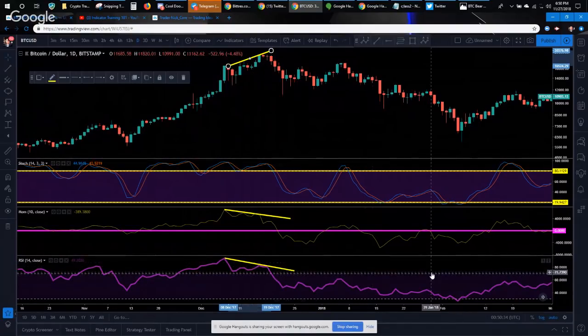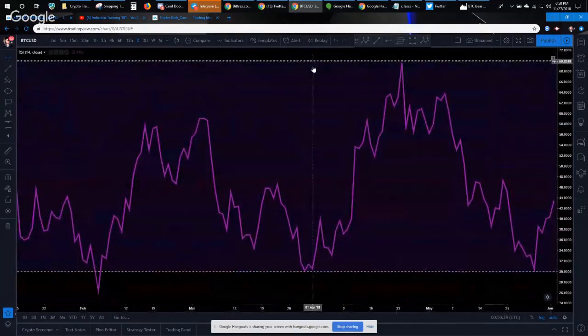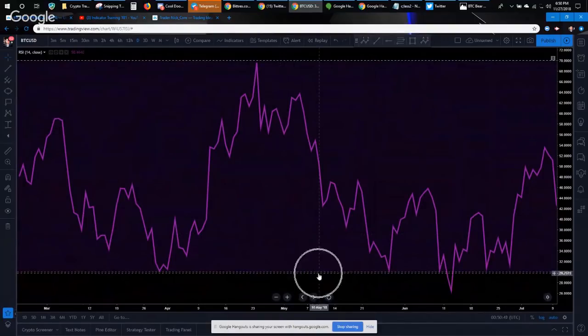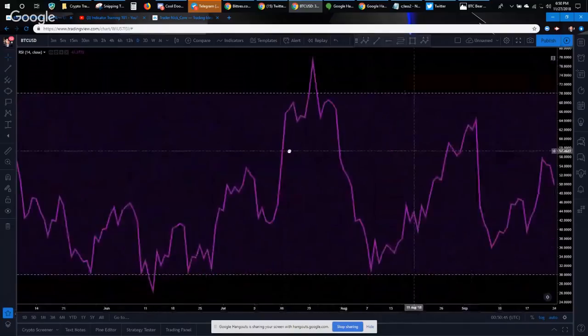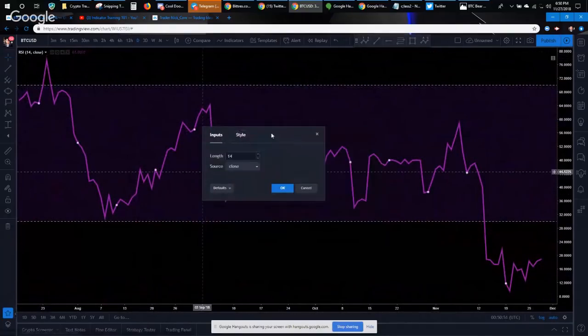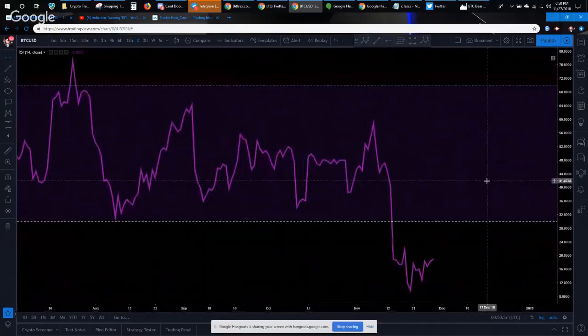So let's dig into the RSI a little bit. The RSI is also an overbought and oversold indicator. You have your oversold area down here, and you have your overbought area up here. I keep mine on the stock setting, which is 14 periods back. You can adjust it however you want, but I recommend keeping it at 14 because it works pretty well for crypto.